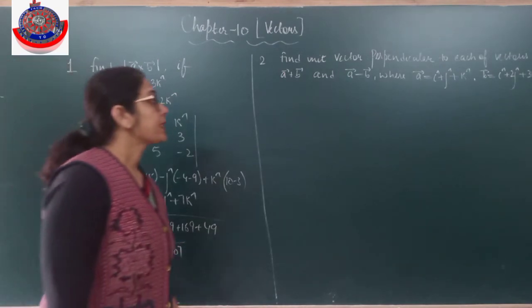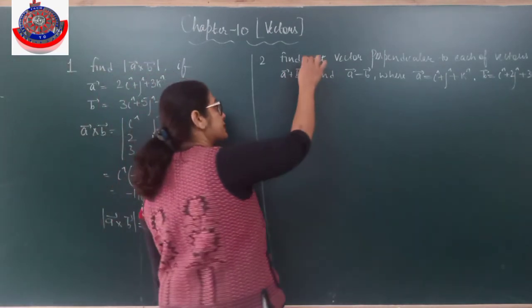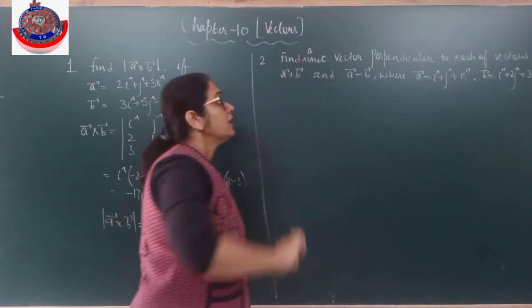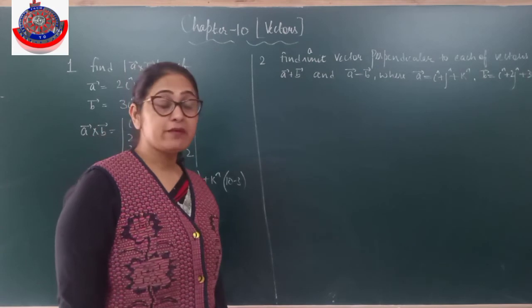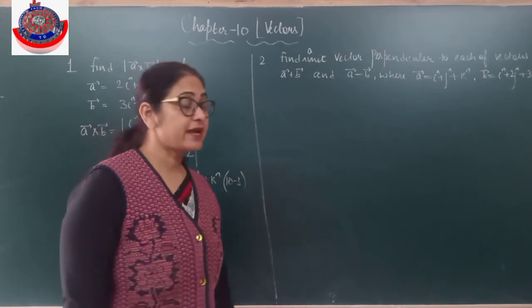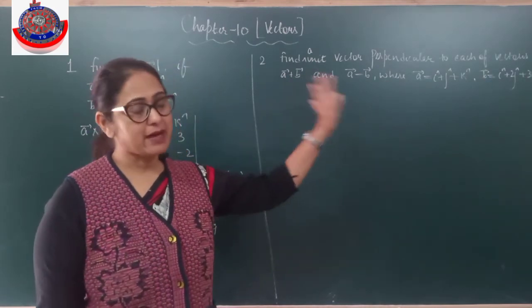Now the second one. He says find a unit vector perpendicular to each of the vectors A vector plus B vector, A vector minus B vector. Okay, अब इन पे बाद में आते हैं.